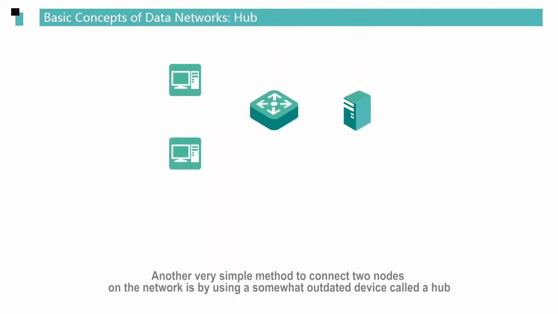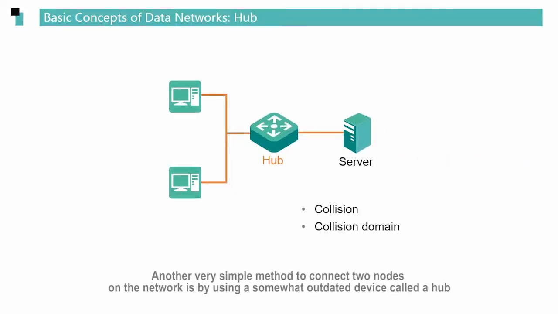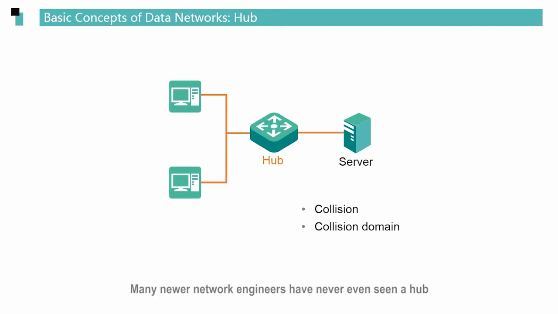Another very simple method to connect two nodes on the network is by using a somewhat outdated device called a hub. Many newer network engineers have never even seen a hub. So why are we mentioning it here? We mention it to introduce the concepts of collision and collision domain.